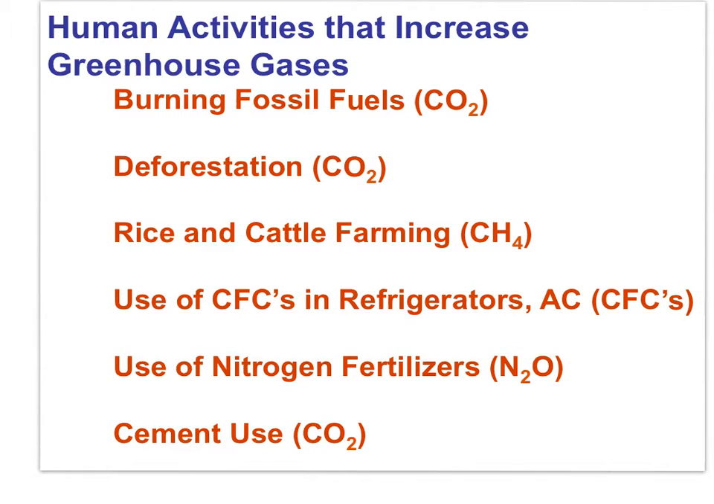Human activities are contributing to an increase in atmospheric carbon dioxide and other greenhouse gases. Those activities are burning fossil fuels, deforestation, rice and cattle farming, use of chlorofluorocarbons, CFCs, in refrigerators and air conditioners, use of nitrogen fertilizers resulting in nitrous oxide, and cement use, which also adds carbon dioxide to the atmosphere.